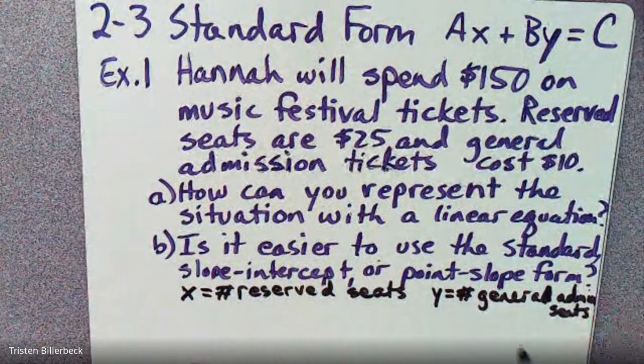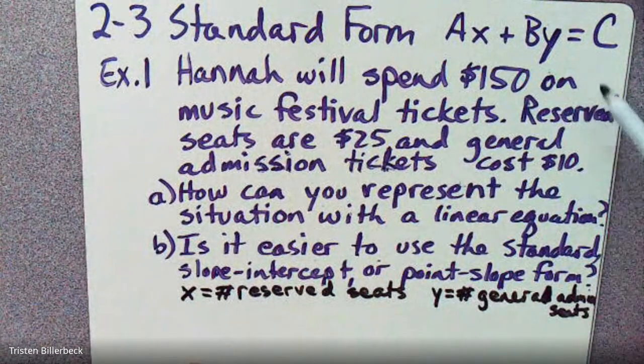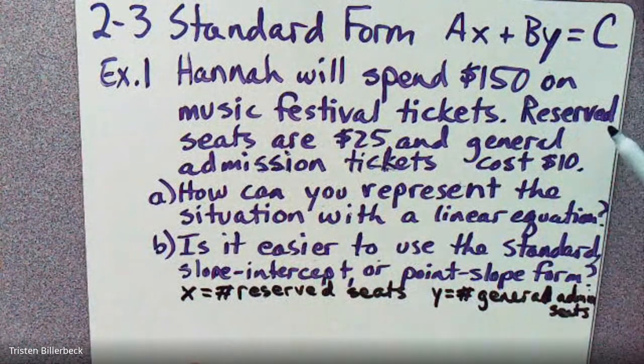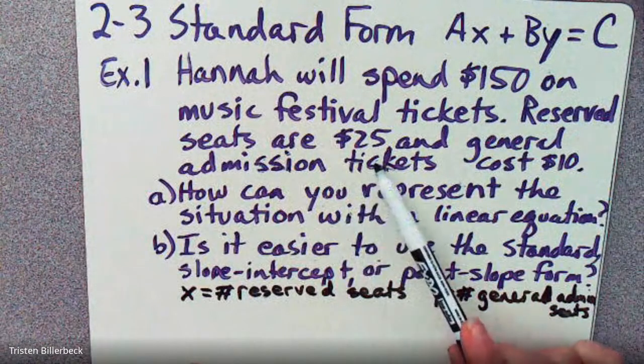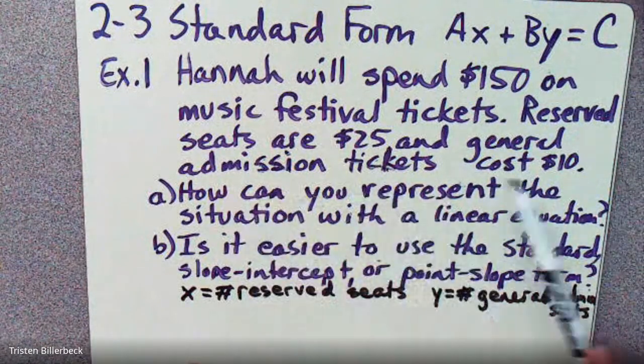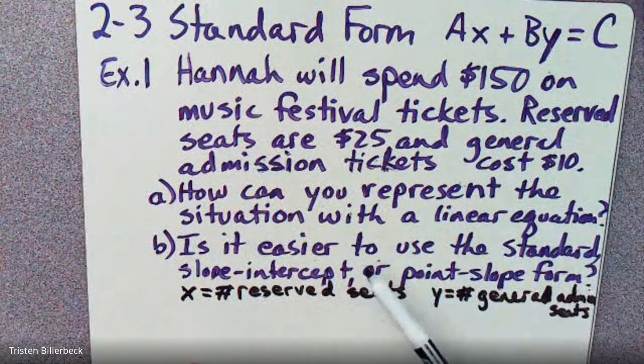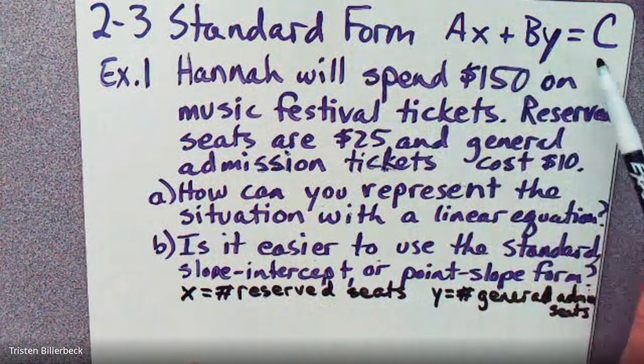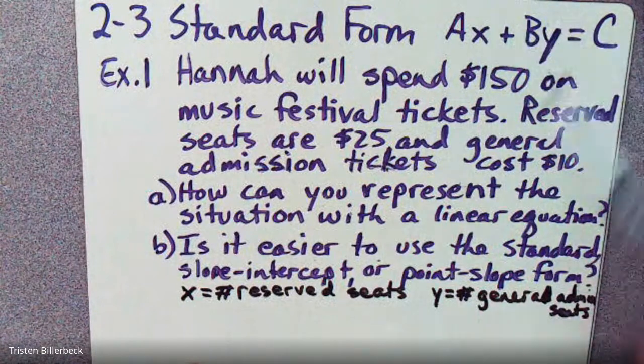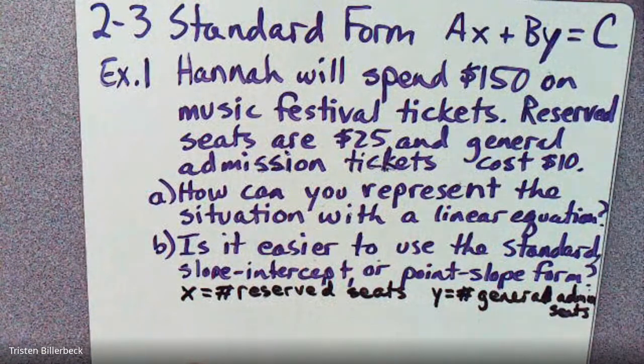Hannah will spend $150 on music festival tickets. Reserved seats are $25 and general admission tickets are $10. Can we represent the situation in a linear equation? So the standard form is a linear equation. There are no exponents, so that makes it linear. The variables have an exponent of 1, but not anything greater or less.